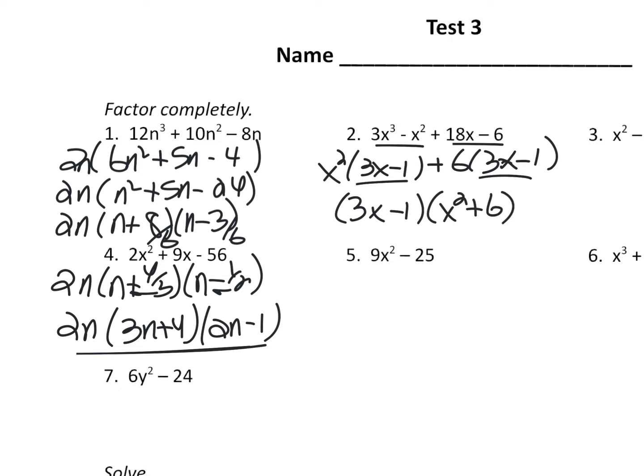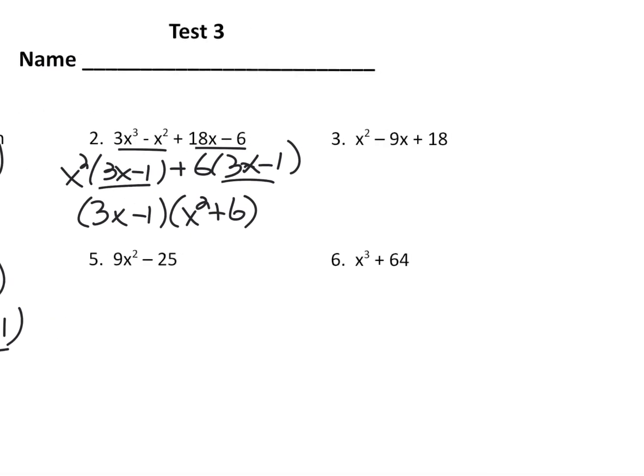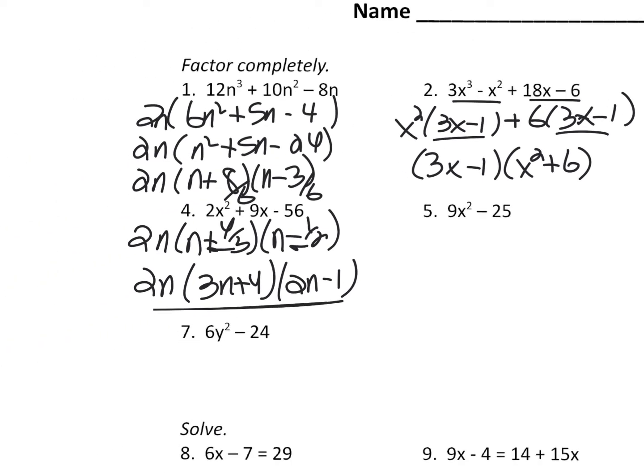That's factor by grouping. Let's look at number 3. Number 3 is a straight up trinomial. So what I'm looking for here are the factors of 18 that add up to be negative 9. And what hits me first is that's going to be negative 6 and negative 3, and that's all you got to do. All right. I need to erase number 1 before I can get to number 4.